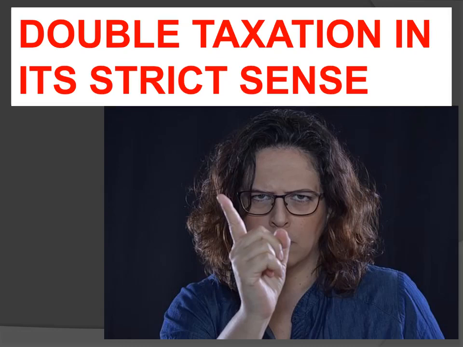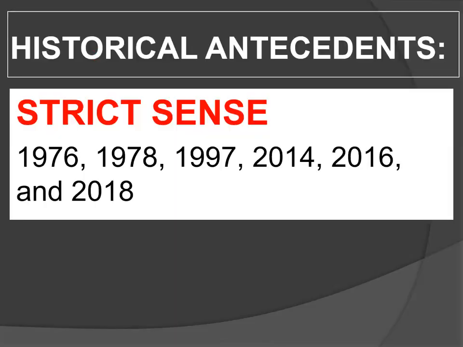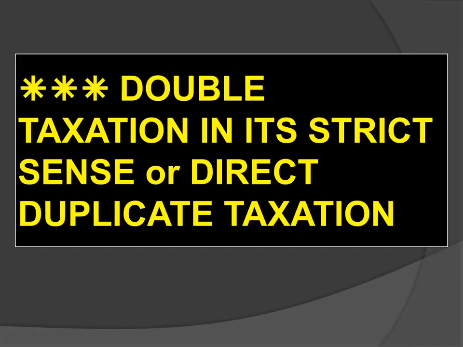Let's have a look at double taxation in its strict sense. When you talk about double taxation in its strict sense, you're talking about direct duplicate taxation. Direct duplicate taxation was quite popular, and I still say this is very dangerous for the bar. When you look at the pattern, it was asked in 2014, 2016, and 2018, and therefore I suspect you will have one during the bar examination you're going to take. What is double taxation in the strict sense or direct duplicate taxation?